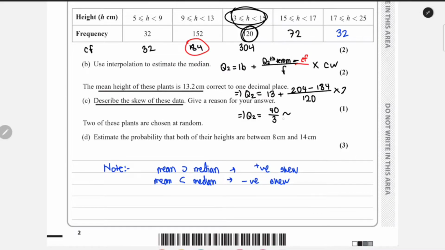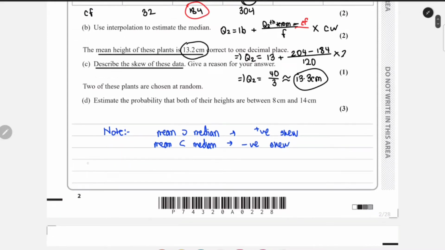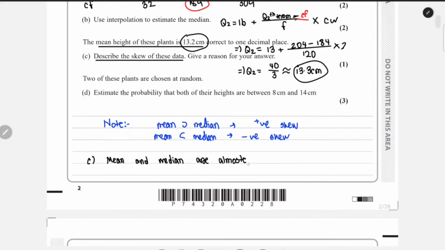So 40 by 3 would be approximately 13.3. So the median 13.3 and the mean 13.2 are basically almost the same. So we can say that in part C, mean and median are almost equal. So the data is symmetric.